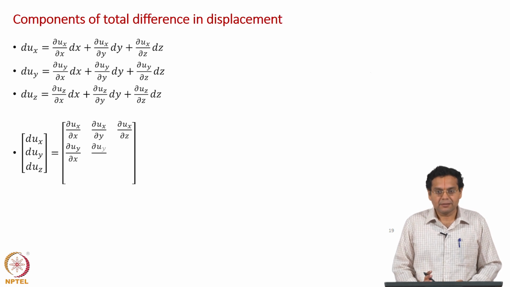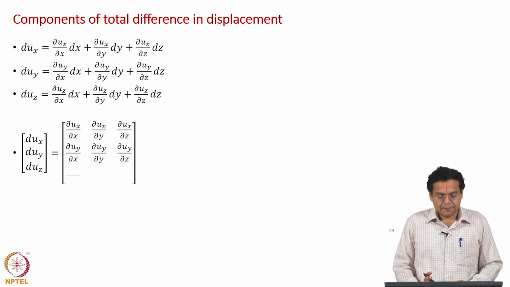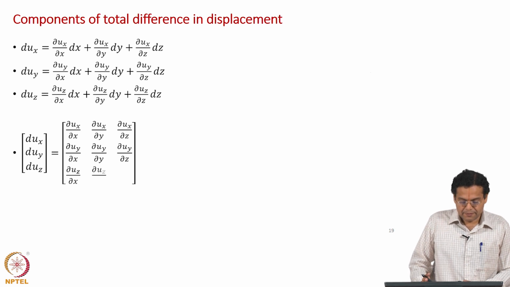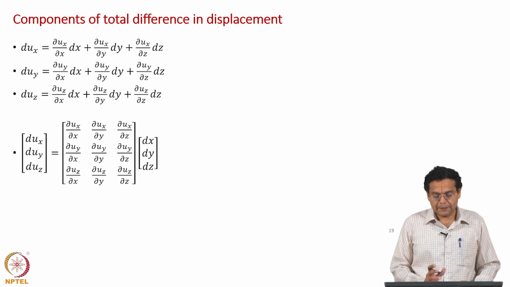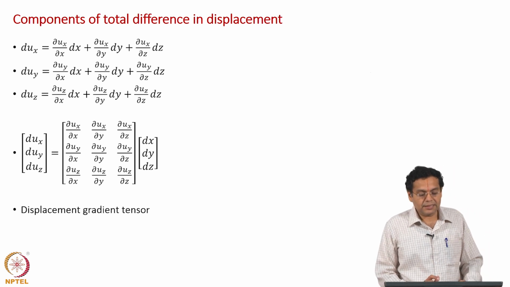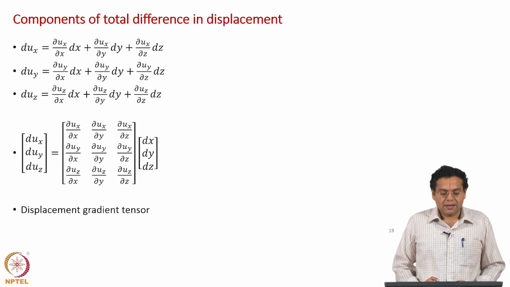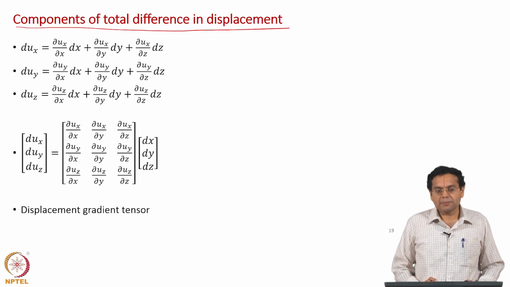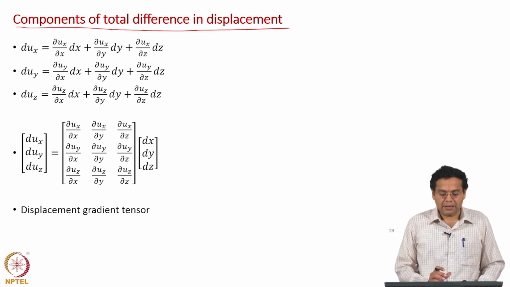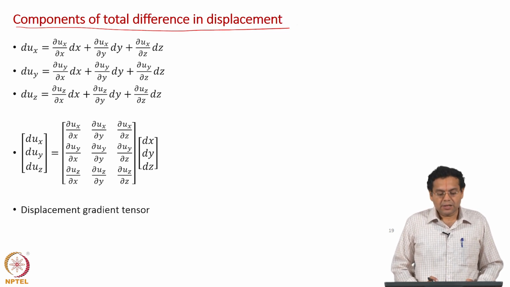du_x, du_y, du_z is equal to the displacement gradient tensor, the same tensor has come up again, and then the column vector of dx, dy, dz. Remember, this slide is same as the earlier slide, only the title is different. Earlier the title was displacement gradient tensor obtained more mathematically, but right now this is obtained more geometrically based on the components.